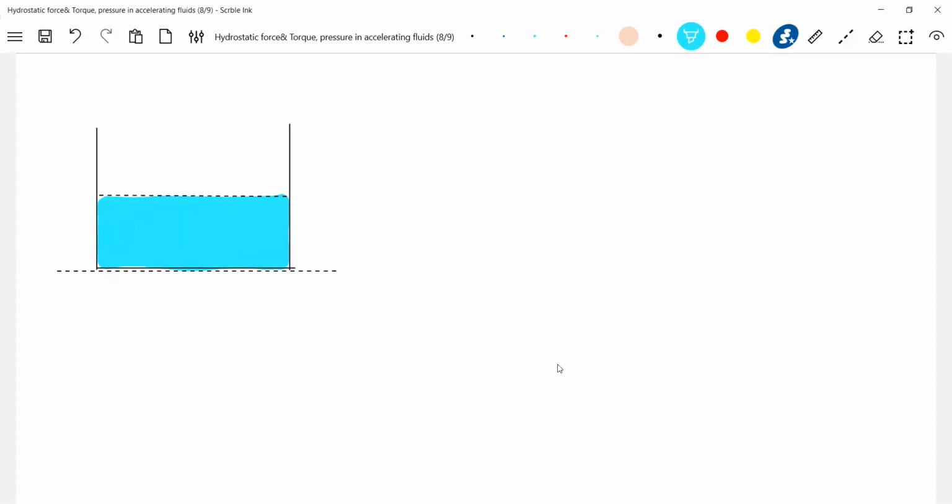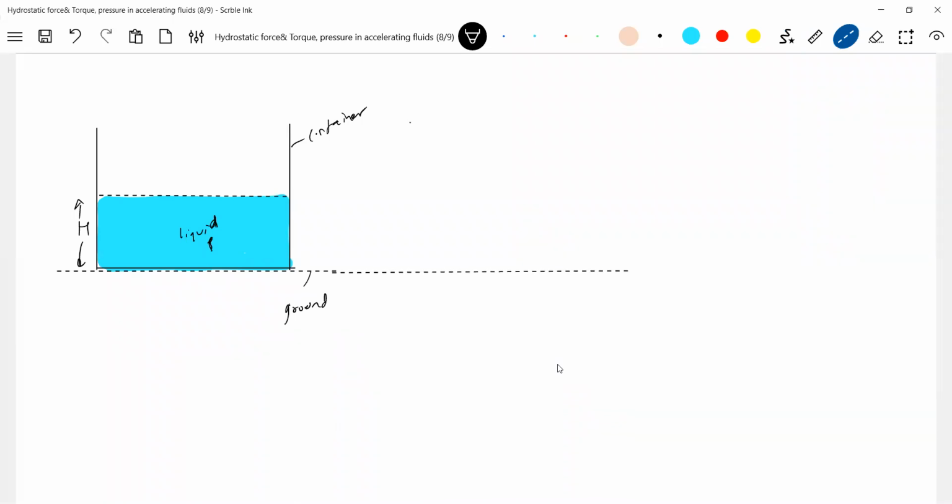So initially the container is kept on the ground and it is at rest. There's a container, a vessel. There's a liquid of density rho. It is filled to height H. There's the ground. Now I'm going to accelerate it. If I accelerate it, what will happen to the liquid column? We are more bothered about how the free surface will align itself.